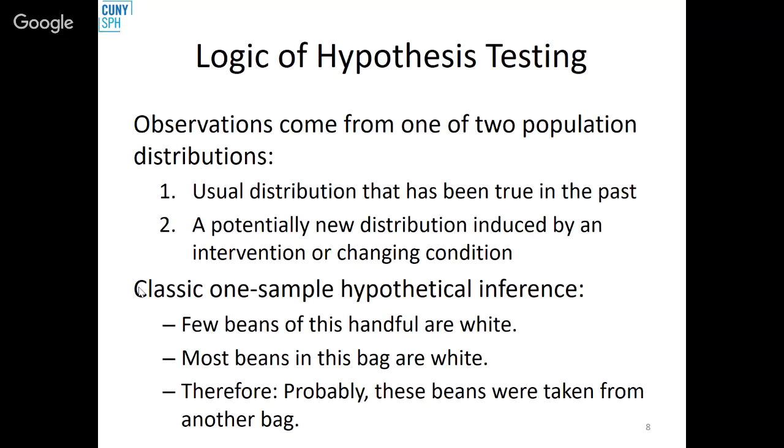So you have a cookie jar that has like 100 chocolate chip cookies and 1 ginger snap, and this kid has a ginger snap cookie. If they just reached in and randomly took one of the cookies, it's unlikely that they would have gotten a ginger snap. So you could conclude it's more likely that they got it from somewhere else. So you reject that hypothesis that it came from this cookie jar. Whereas if they had a chocolate chip cookie, you'd say, well, I can't reject it. It could have come from this jar.